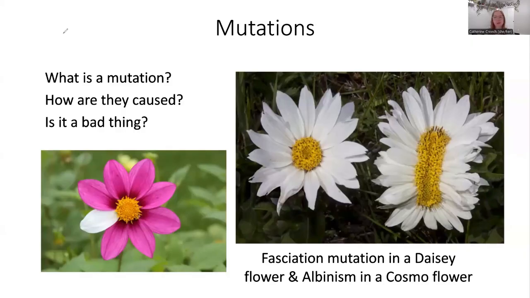Biologists, we are going to talk about mutations. What is a mutation? A mutation is a change in the nucleotide sequence of DNA. How are they caused? Many different ways, but some are environmental, some are inherited. There are lots of different ways that you can affect your DNA. We'll talk about that in detail on the next slide. And then, is it a bad thing?